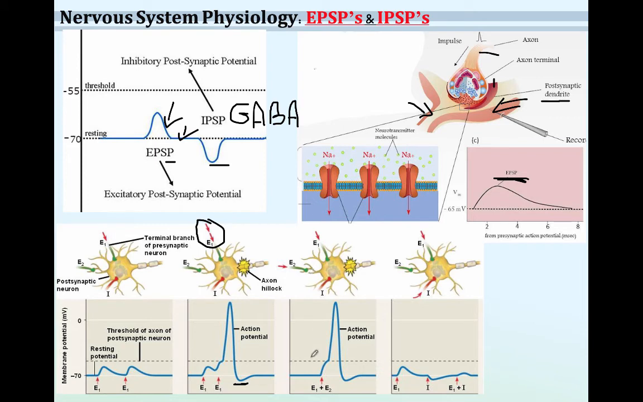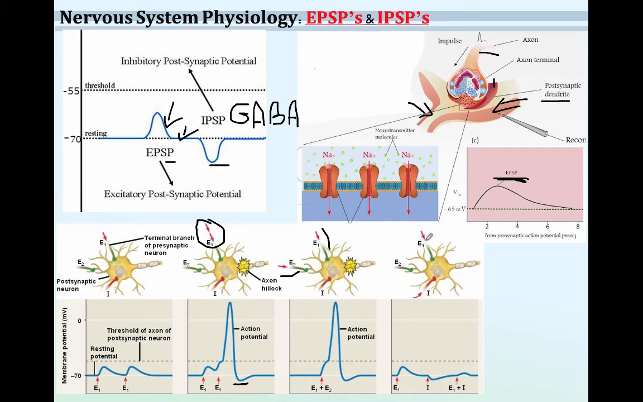Here you can see a case where 2 EPSPs arise from 2 different presynaptic neurons. You're going to have lots and lots of presynaptic neurons here. And so we get an EPSP from neuron 1 and we get an EPSP from neuron 2. They arrive at the same time. They add up. We hit threshold. We get an action potential.